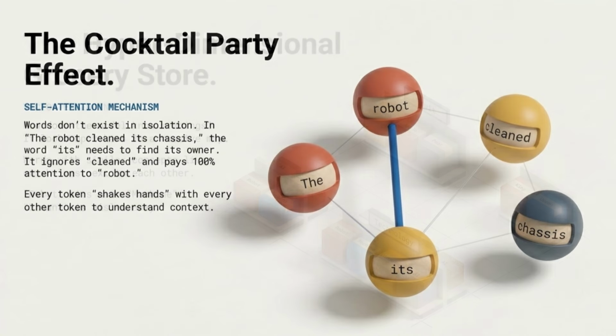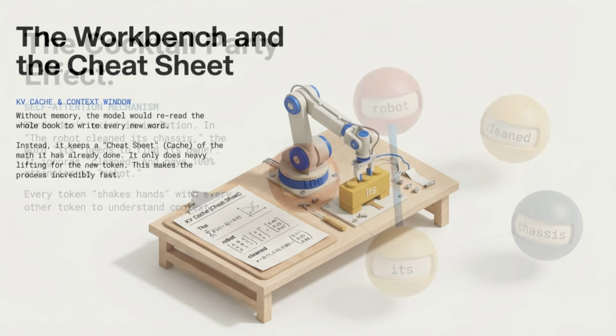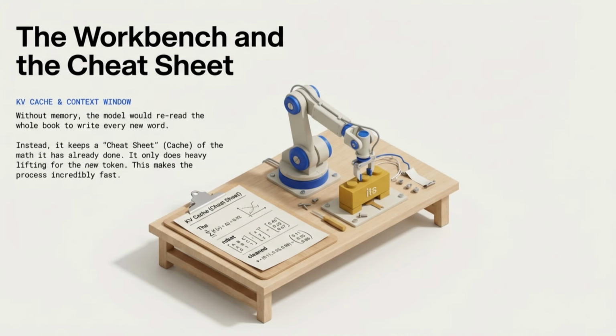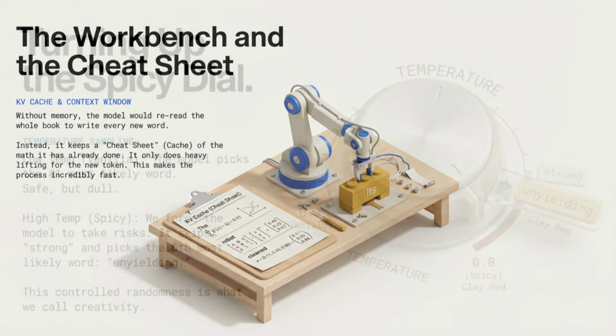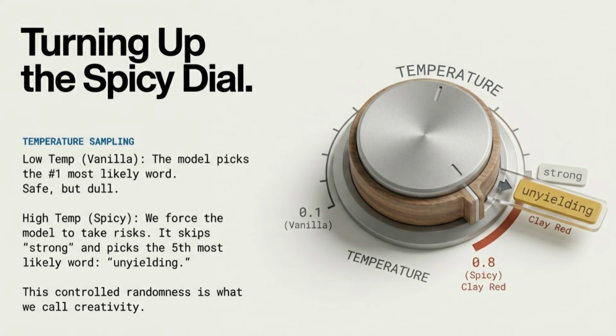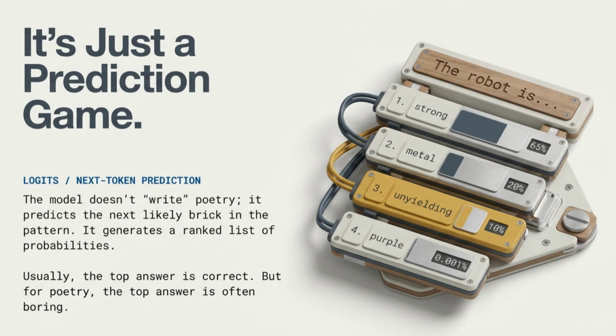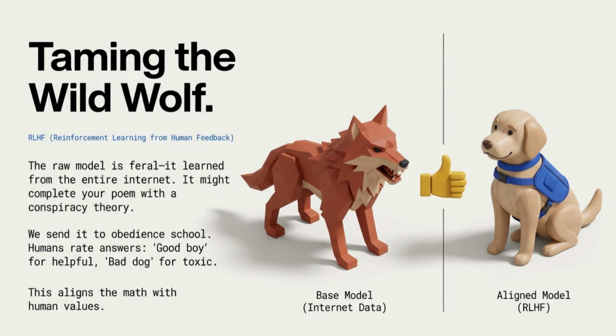It figured out the context by sending the words to a cocktail party, where they listened to each other to find out who was relevant. That's attention. Check. It managed the flow of conversation on a tiny workbench using a cheat sheet. The context window and KV cache. Yeah. Very efficient. It then used the spicy dial, the temperature, to creatively predict the next word. All while behaving like a trained Labradoodle because of RLHF.